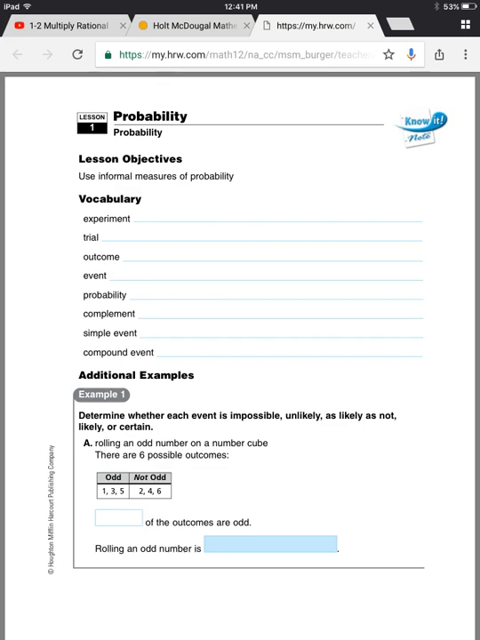I love the probability chapter. You know why? Because it means we're on the last chapter of the year, which is always a good thing.